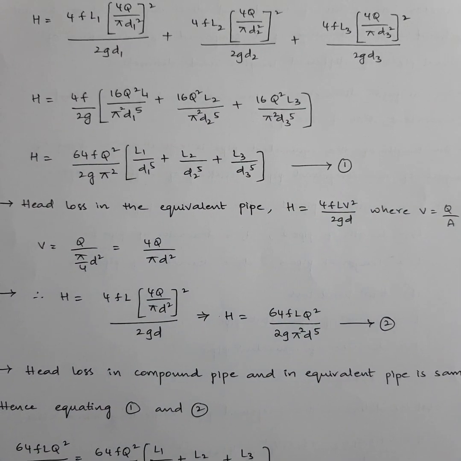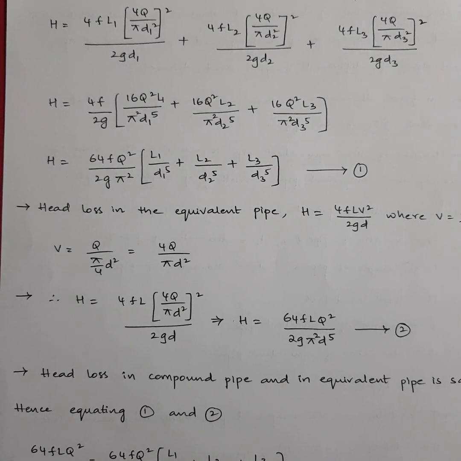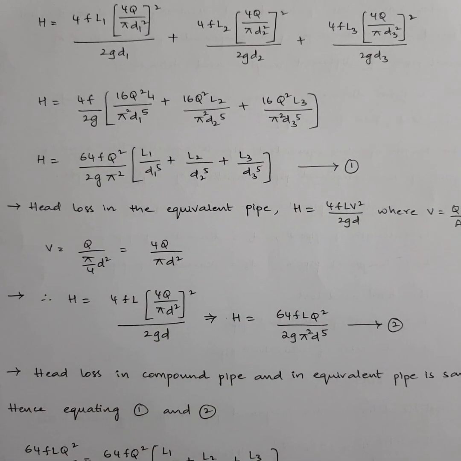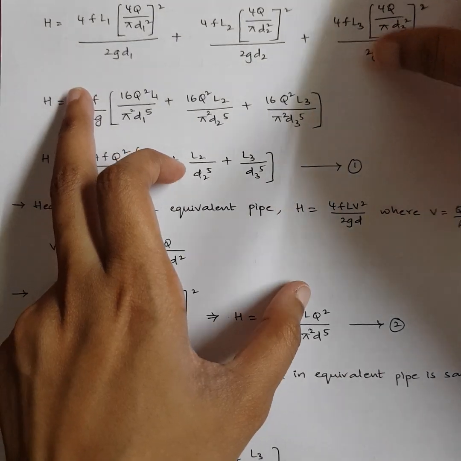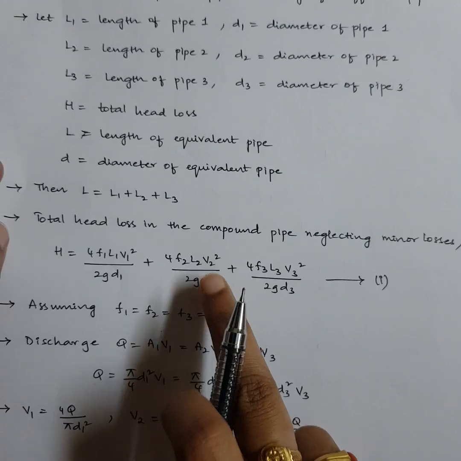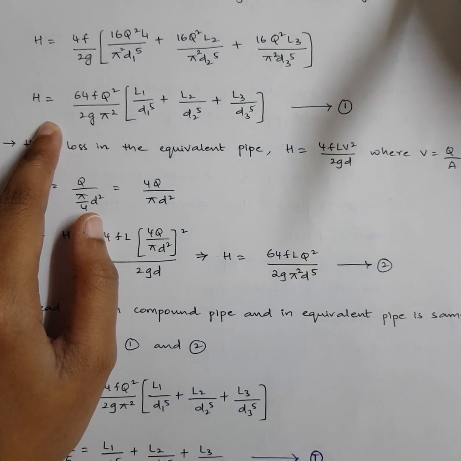Let it be equation number 1. So what is our equation number 1? It is the head loss happening in a compound pipe, series connection. We have substituted H here. This was from a compound pipe. So our equation number 1 represents the head loss in a compound pipe neglecting minor losses.